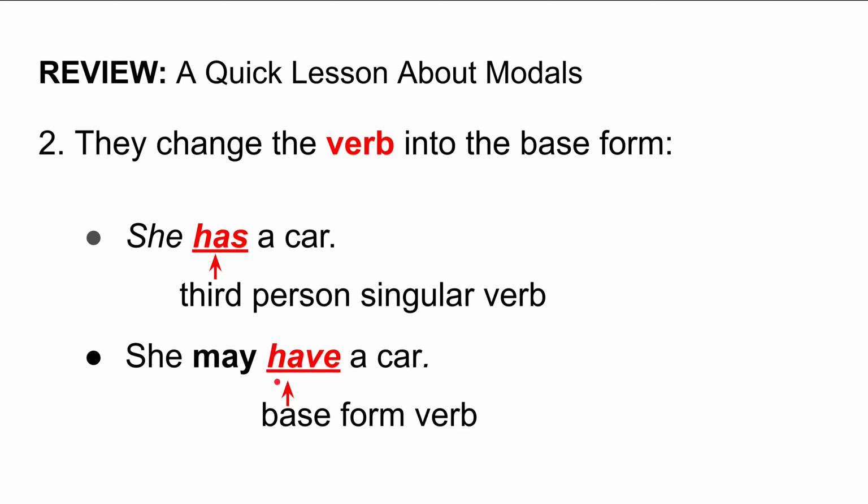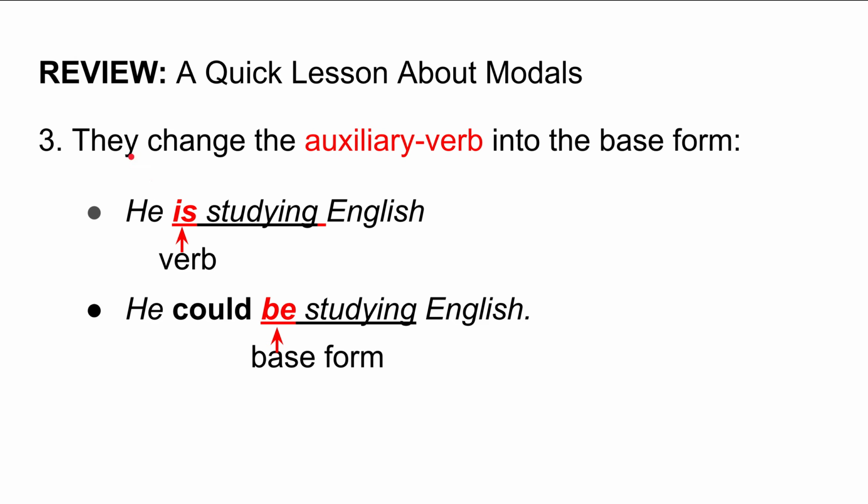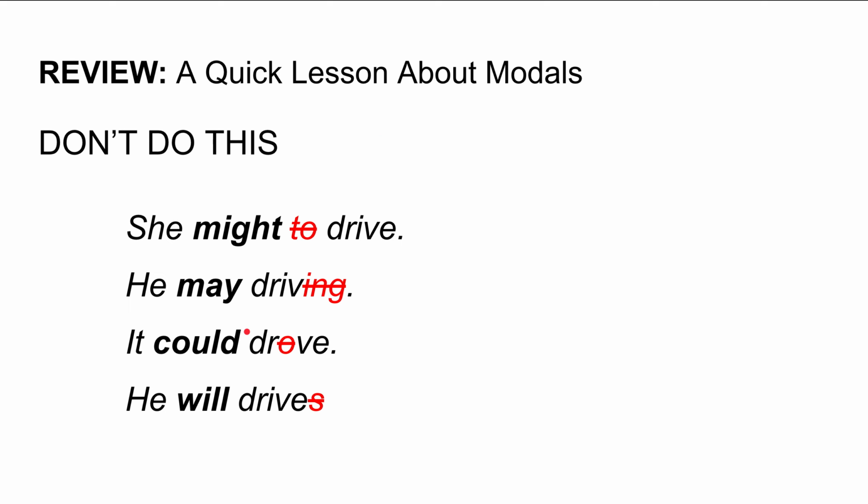So have. Next, if you have an auxiliary verb, then once you add a modal, the modal changes the auxiliary verb into the base form. So he is studying English. Okay, once you add could, he could be studying English. So no longer do we have the auxiliary verb is, but we have the base form of the auxiliary verb be.